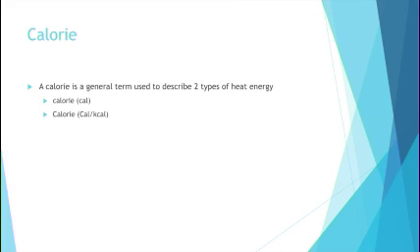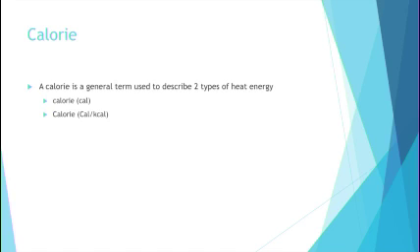So let's start with the general term, calorie. According to the Merriam-Webster Dictionary, the calorie is a general term used to describe two types of heat energy. The first is called a calorie with a lowercase c. This is also known as a small calorie. It is abbreviated as lowercase cal.